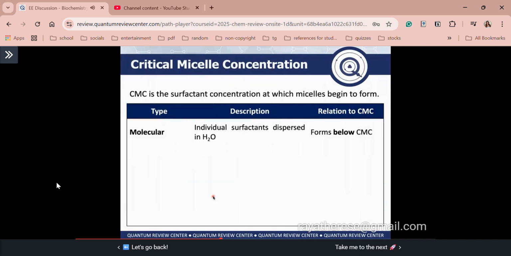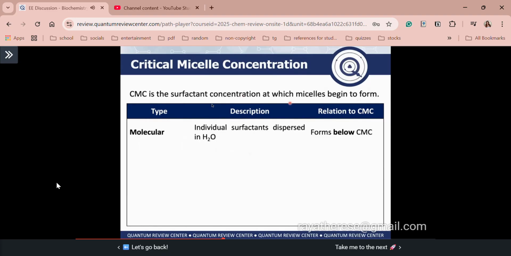So let's check. In order to explain our answer here, are you familiar with the term CMC, or critical micelle concentration? During our undergrad, this is actually an experiment to monitor the properties of lipid molecules. CMC is the specific concentration of a surfactant at which it begins to aggregate or form micelles.